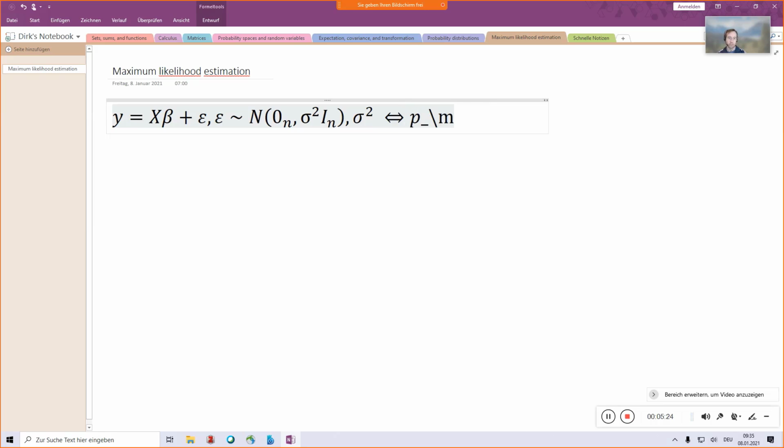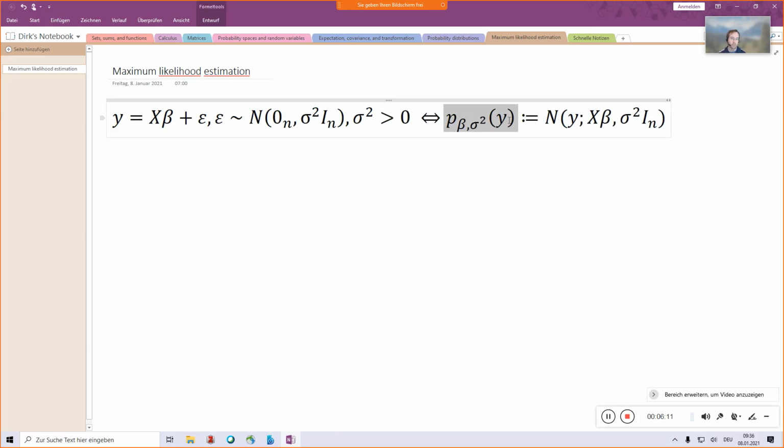is the same as stating or assuming that the data have a probability density function that is given by a multivariate Gaussian with expectation parameter X beta and covariance matrix parameter sigma squared I_n. So this one line is everything that we did so far in this course. Sorry, I wanted to write larger than 0.